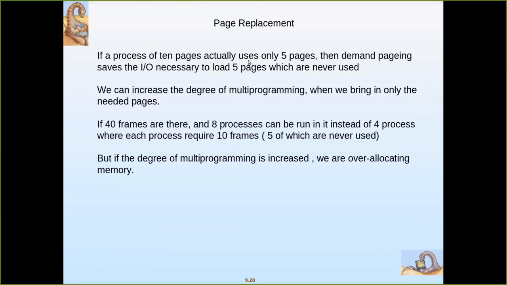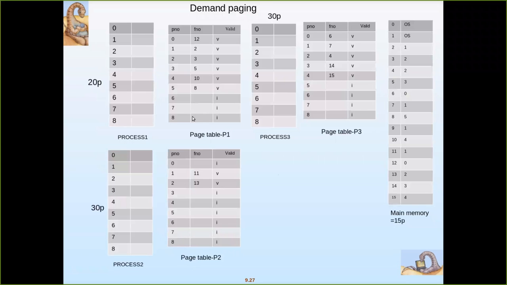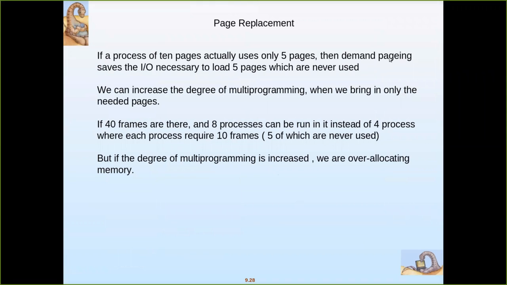So if a process of 10 pages actually uses only 5 pages, then demand paging saves the IO necessary. If they are not at all used, why should they be brought into the main memory? Why load pages which are never used? For example, if our eighth page is the print option, only when the user presses the print button will the routine find that it is not present in the main memory, a page fault occurs, and that particular page will be loaded. Otherwise the respective IO is not initiated, so it saves that IO.